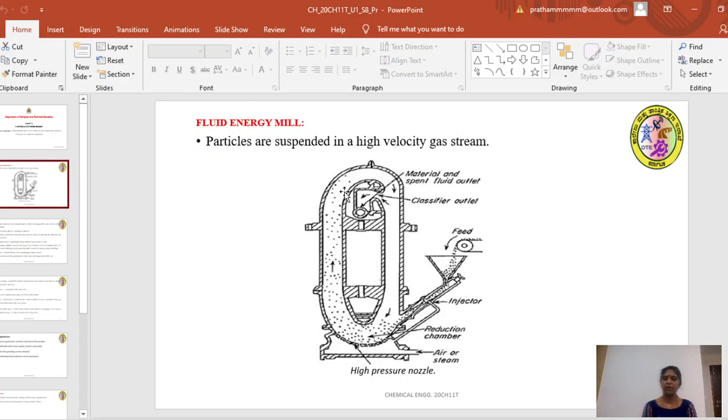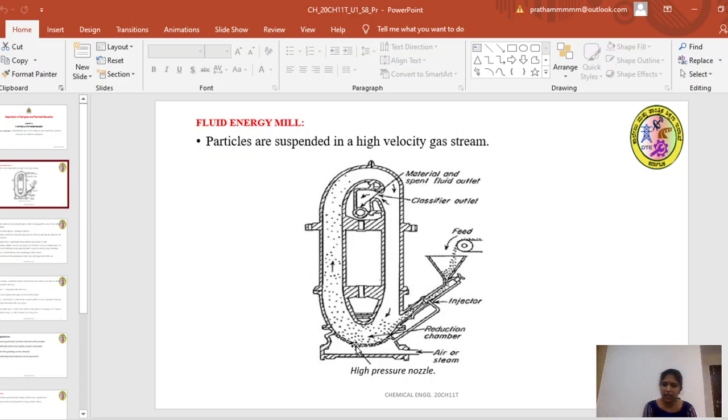This is an oval shape container in which you have an annular space inside, where most of the size reduction action takes place. So particles are being suspended in a high velocity gas stream. Observe the diagram here: the feed is being admitted to the right side of the conical, oval shape container. The feed is being admitted at a higher pressure through a venturi. At the bottom you can see a high pressure nozzle.